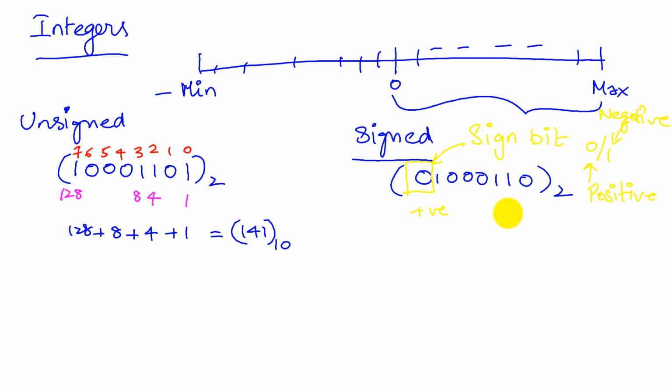So this bit represents a place value of 2, this represents a place value of 4. And then we have 8, 16, 32, and 64. So this number then represents 64 plus 4 plus 2, which is 70 in base 10. Now, this is a number that is a positive number. So what if we have a signed number that is a negative number?